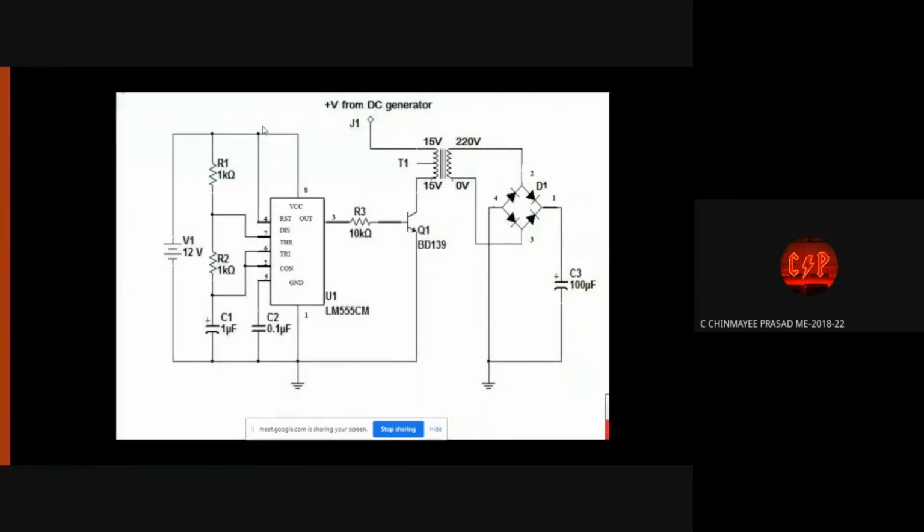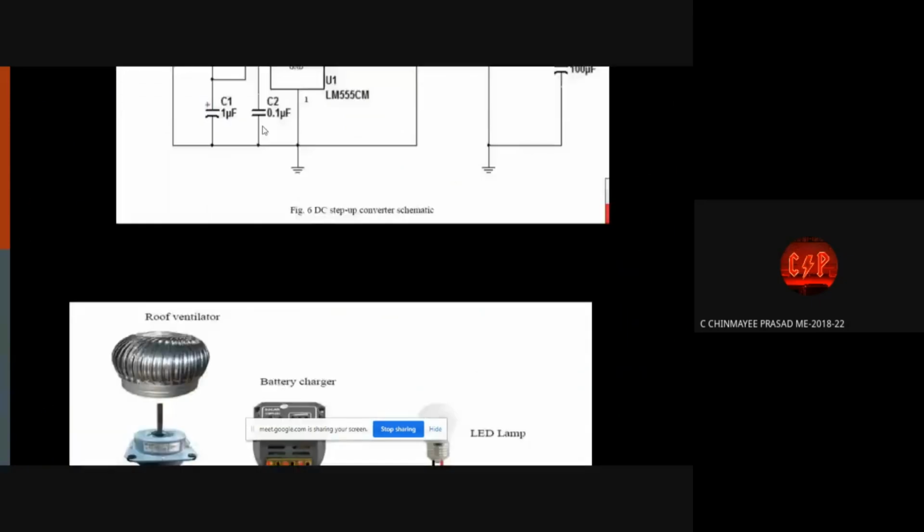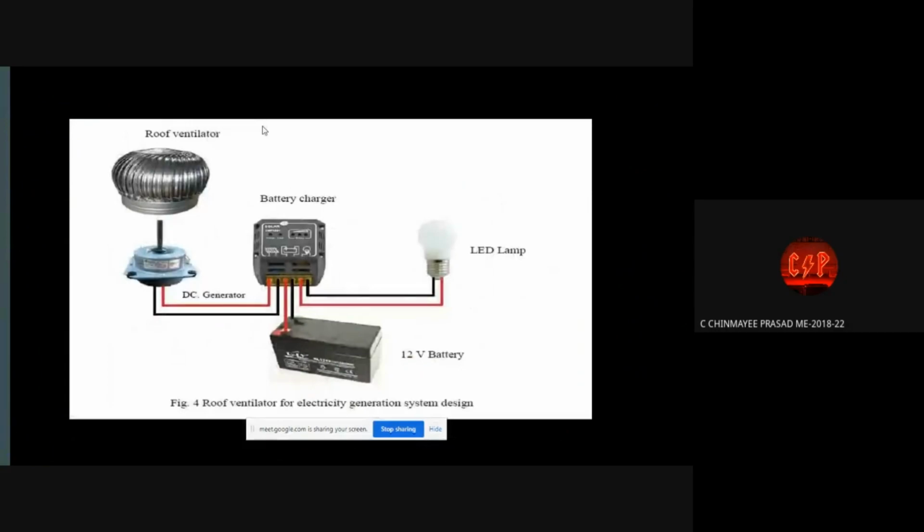This is the internal circuit of the DC generator. This, as you can see, this is a step-up transformer. Since the power generated is really low, we need to step it up so that it can be used for applications. This is our circuit, and we will be using an inverter after the DC generator to convert from DC to AC.